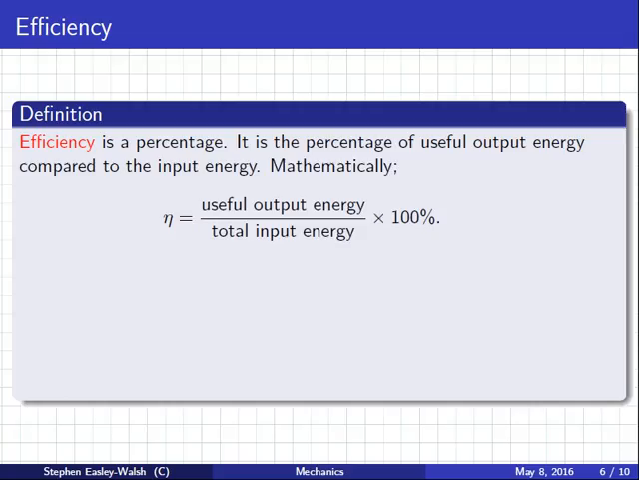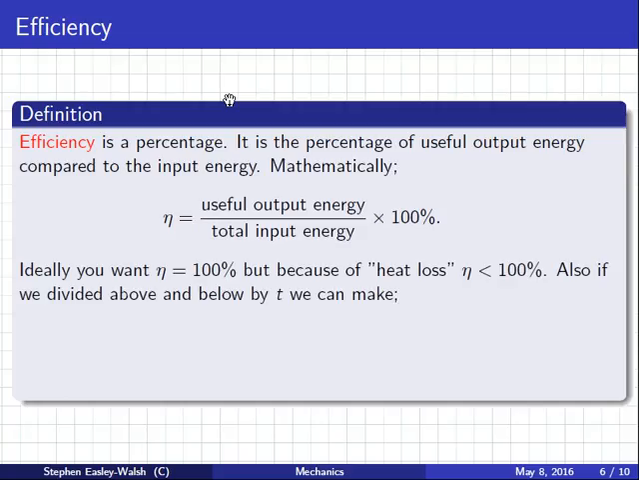So, what do you want eta to equal? What percent? 100. You want it to be 100%, don't you? This is a perfect world. So, in a perfect world, you want eta to be 100%. But because of heat loss, it will never be 100. It'll be less than 100.